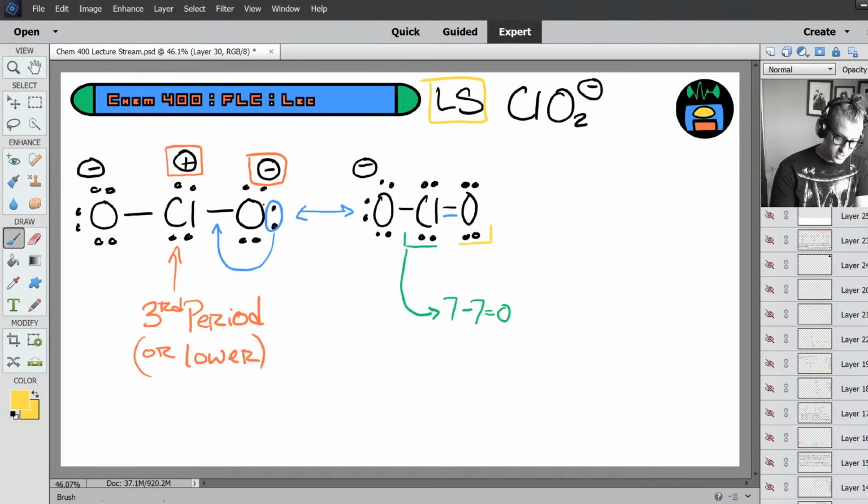What about oxygen? Well, when oxygen's neutral, it has 6. As drawn in this structure, this oxygen has 2 electrons in bonds, right? 2 bonds, 1 per, plus 4 in lone pairs, so 6 minus 6 is 0. So chlorine has a formal charge of 0, and this oxygen has a formal charge of 0. So you can see that formal charges are minimized.